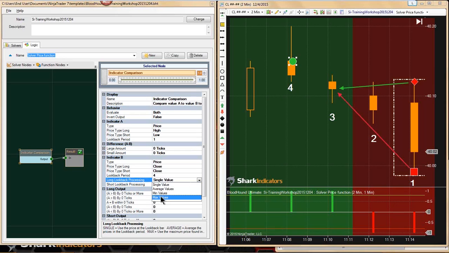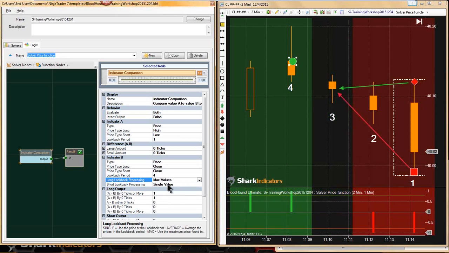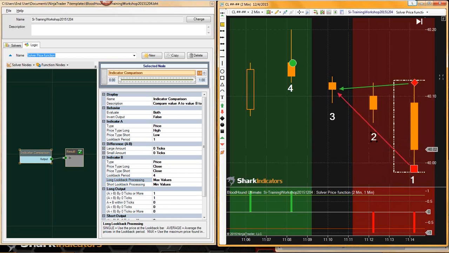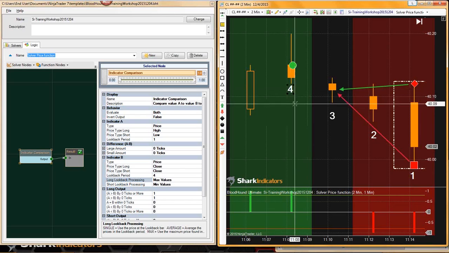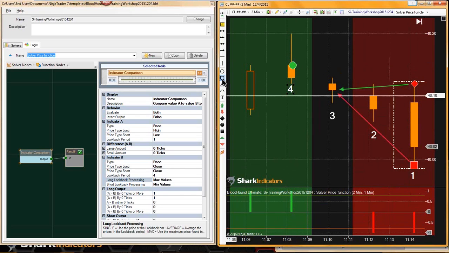So let's take a look at the max first. Actually, we'll look at both. To calculate the long output, we're going to look at the maximum value with this look back of 4. So a look back of 4 means the max value is going to look at bar 1, bar 2, bar 3, and bar 4. So BloodHound is going to look at all 4 bars.